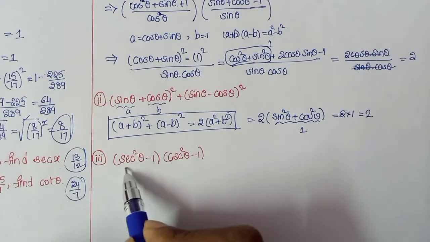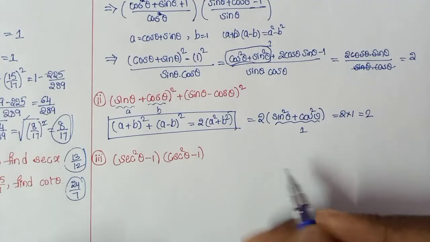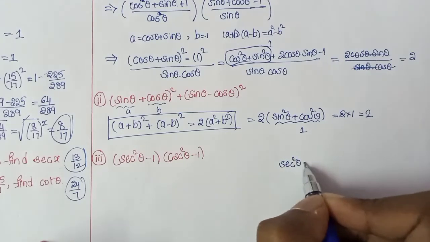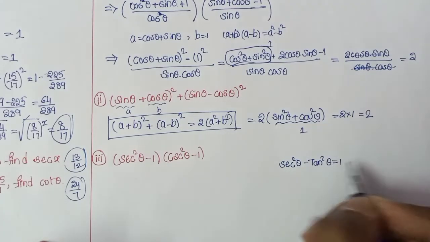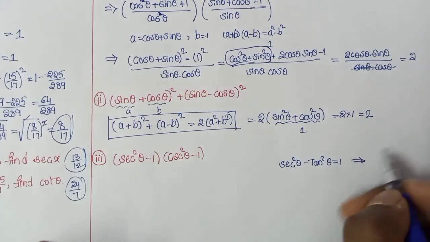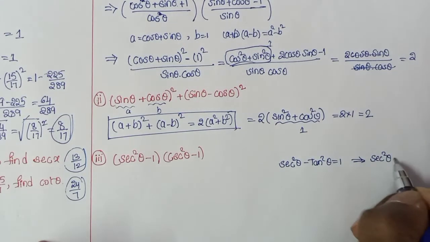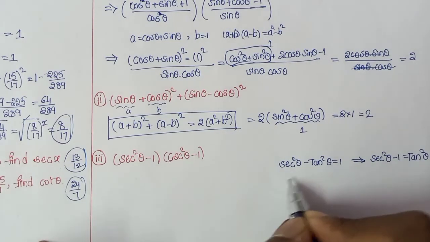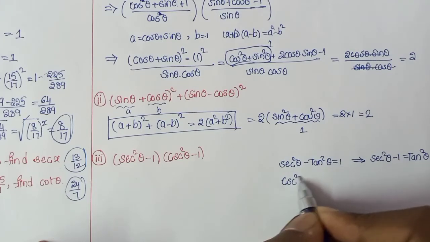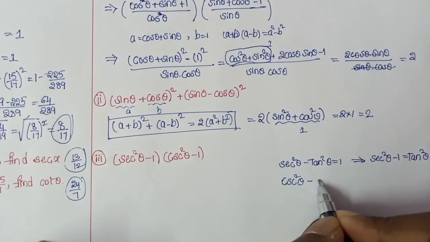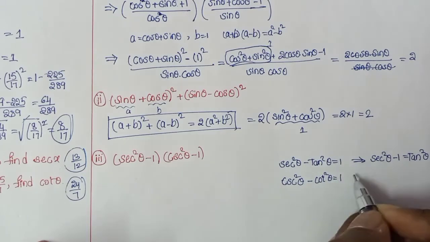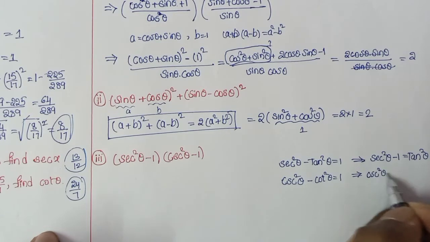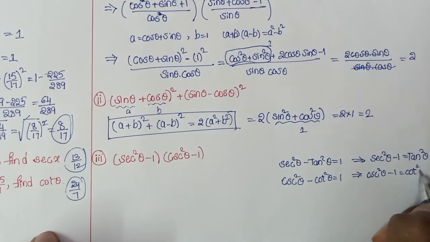The next problem is (sec square theta minus 1) into (cosec square theta minus 1), what is it? This is one identity. If you observe the identities in terms of sec, you know sec square theta minus tan square theta is equal to 1. So if you bring 1 to this side and tan to that side, sec square theta minus 1 is equal to tan square theta. Here also for cosec, one more identity is cosec square theta minus cot square theta is equal to 1. So here also cosec square theta minus 1 is equal to cot square theta.